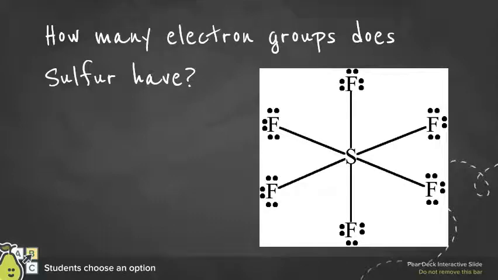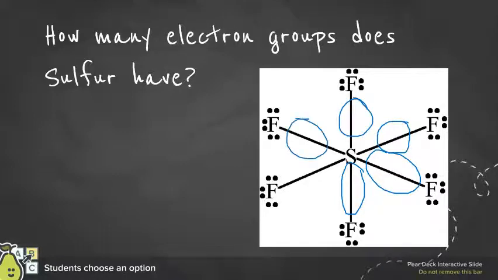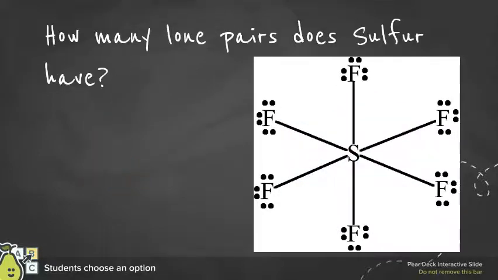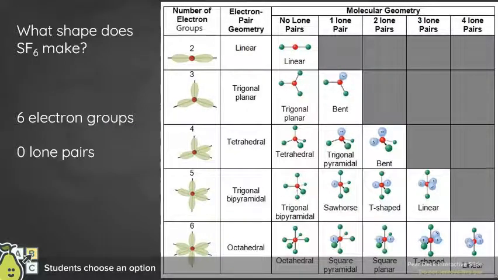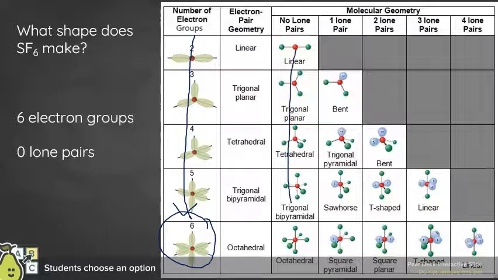So now we've got our sulfur hexafluoride, and how many electron groups does this one have? It's going to have 6, one for each of the single bonds between it and fluorine, so 6 electron groups. Do we see any lone pairs on sulfur? We see some on fluorine, but not on sulfur, so 0 lone pairs for sulfur. Okay, so now what shape does sulfur hexafluoride make? We're going to follow down here for 6 electron groups, and then we'll find the one for 0 lone pairs, and it's going to be an octahedral.